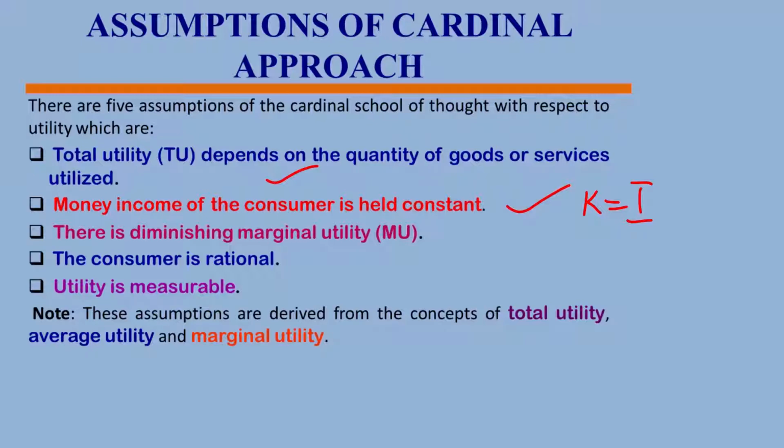The third assumption is that there is diminishing marginal utility. The fourth assumption is that the consumer is rational. I will explain later. And lastly, we have it that utility is measurable. Note that these assumptions are derived from the concepts of total utility, average utility, and marginal utility.